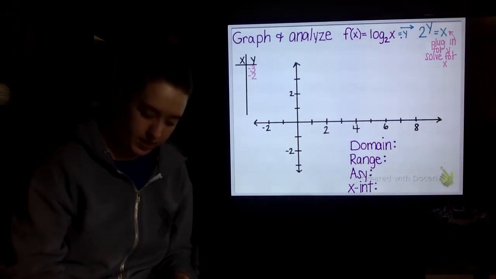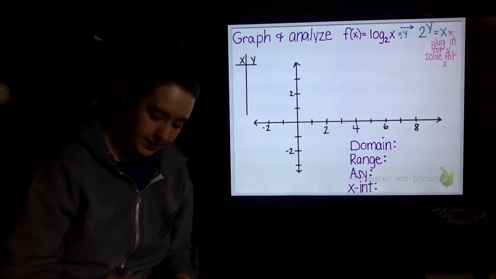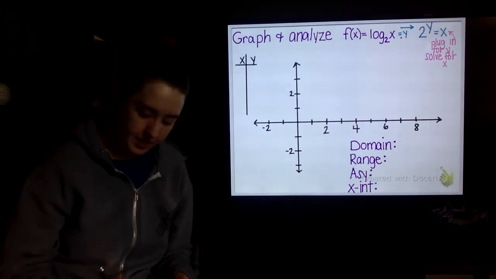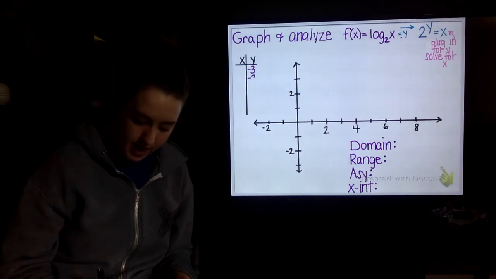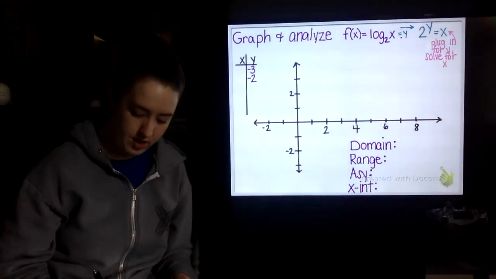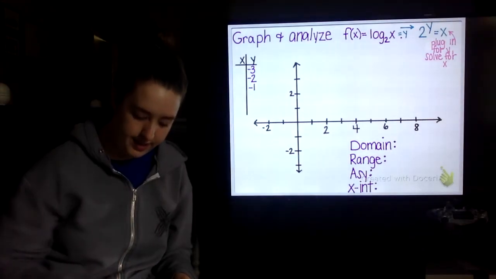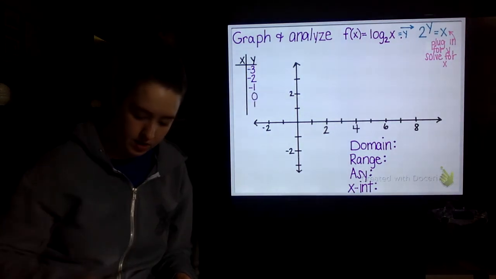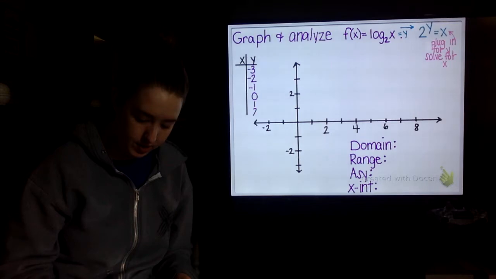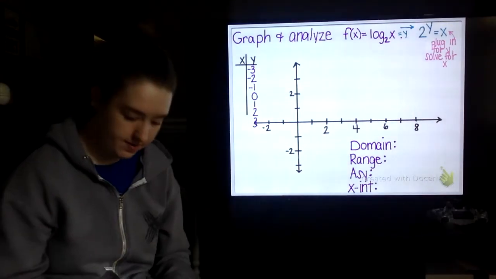-2. Oh, that's really hard to see. Let me pick a darker color. There we go. -3, -2, -1, 0, 1, 2, 3. All right.